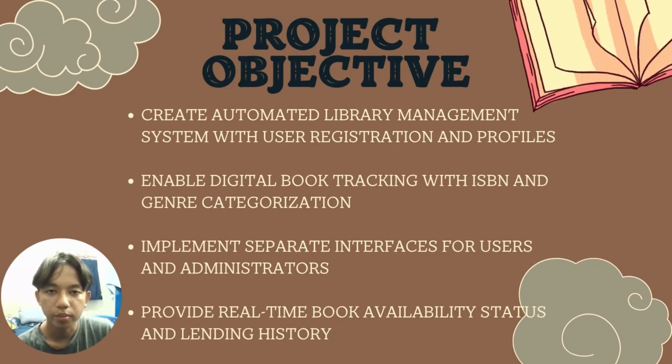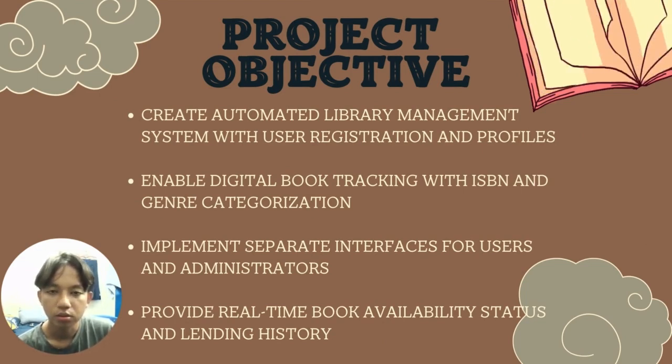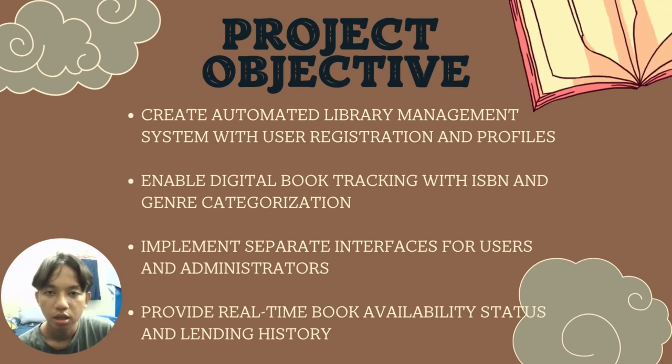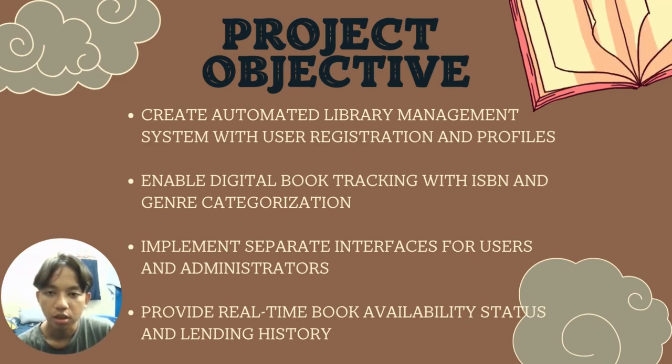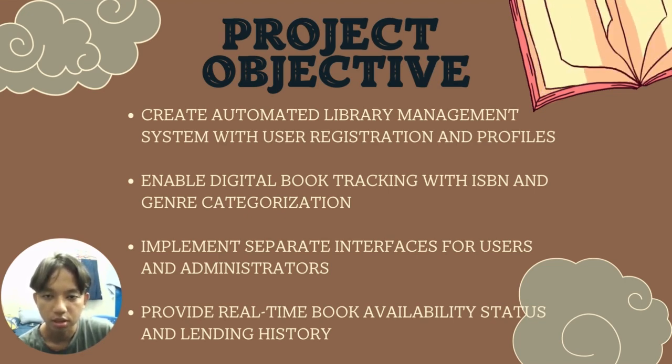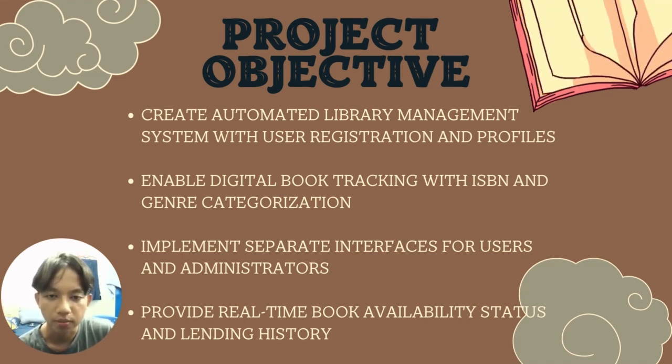Alright, so here we have the project objectives. We have four objectives in total. The first objective is to create an automated library management system with user registration and profiles. The second objective is to enable digital book tracking with ISBN and general categorization. The third is to implement a separate interface for users and administrators. And finally, to provide real-time book availability status and lending history.